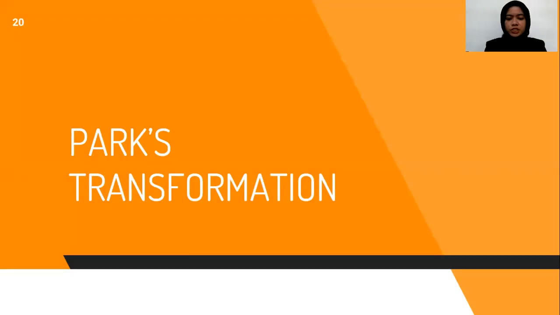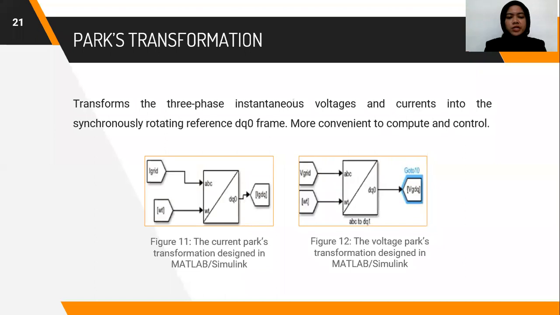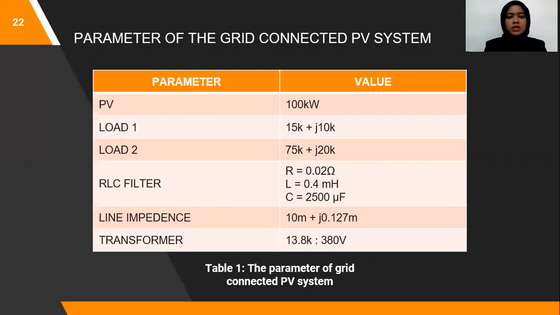Park's transformation. It is to transform the three-phase instantaneous voltages and currents into the synchronously rotating reference DQO frame. It is more convenient to compute and control. So figure 11 shows the current Park's transformation and figure 12 shows the voltage Park's transformation, which are both designed in MATLAB. So this is the parameter of the grid-connected PV system.